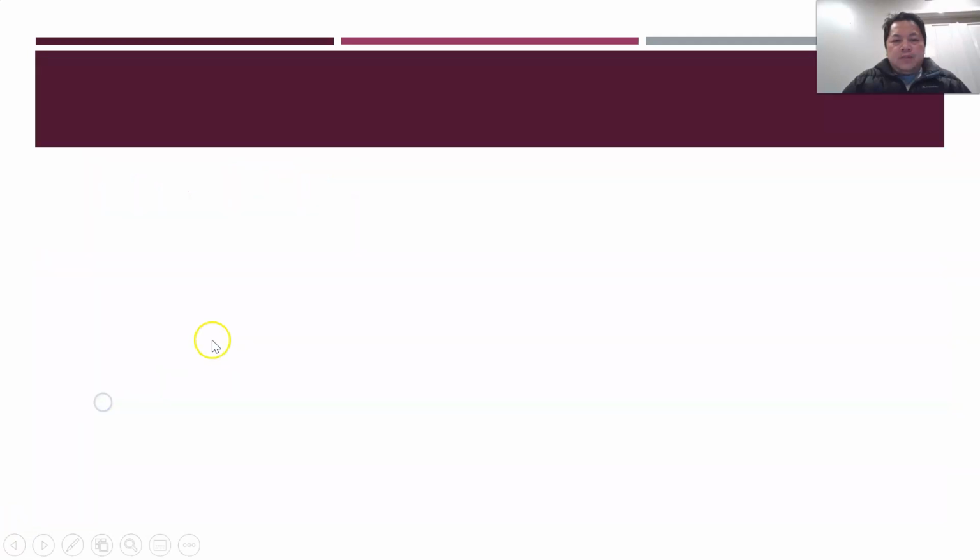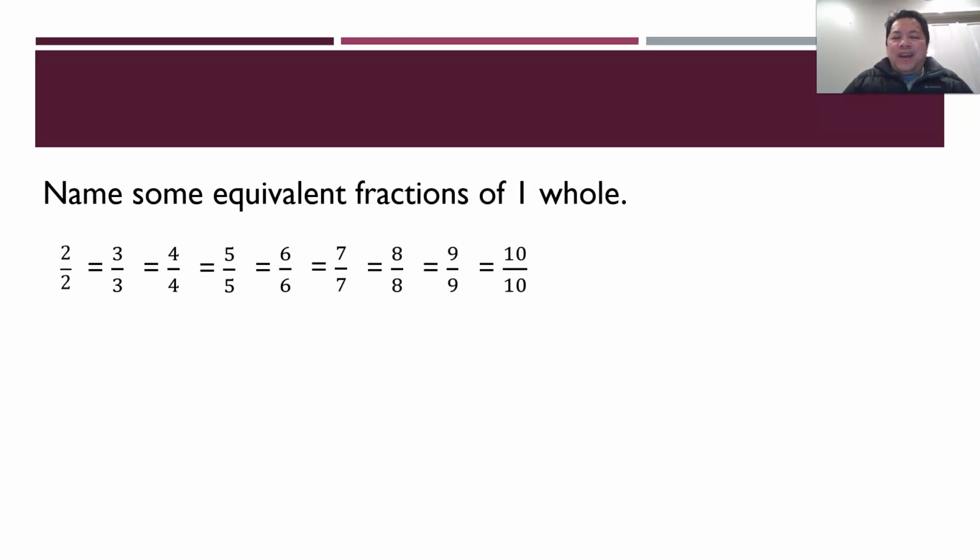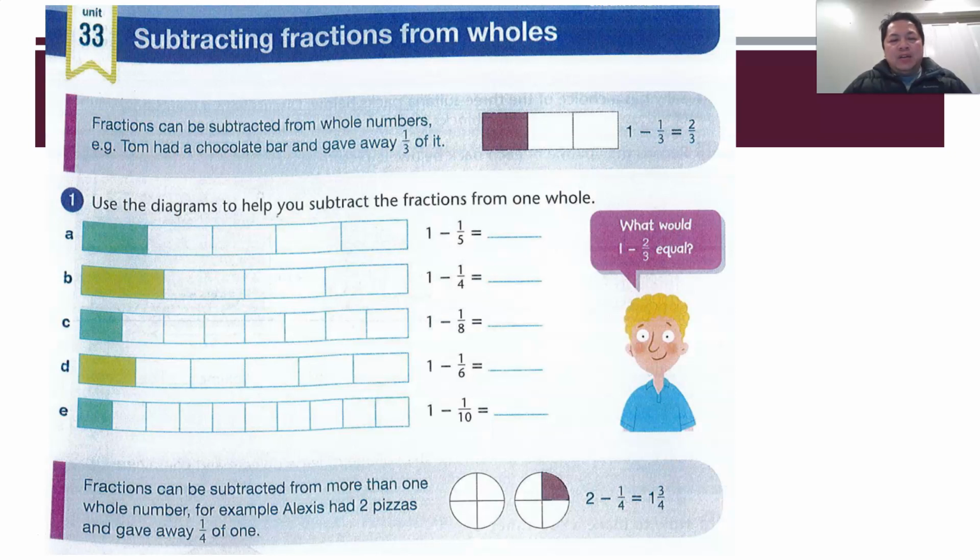So the first part is we need to know how to convert fractions of one whole. I'm sure most of you are familiar with that. Like 2 out of 2, we know it's one whole, 3 out of 3, 4 out of 4, 5 out of 5, 6 out of 6, 7, and on and on. So long as we have the same numerator as the denominator, then we know that it is one whole, isn't it?